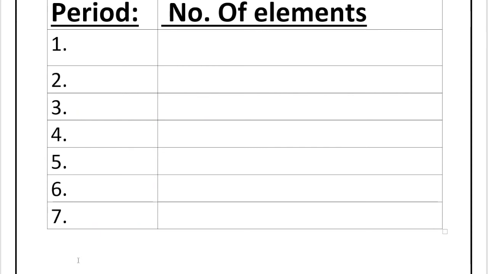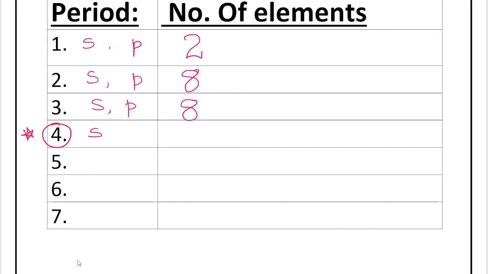Let's talk about the number of elements in each period. Period number 1 has only hydrogen and helium, hence there are 2 elements. Period number 2 has 8, 2 of S and 6 of P. Period number 3 also has 2 of S and 6 of P, that is 8. Period number 4 is very special because from here the D begins, that is 18.